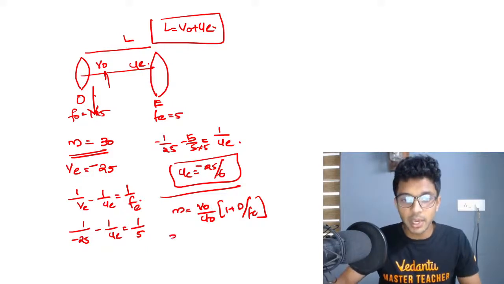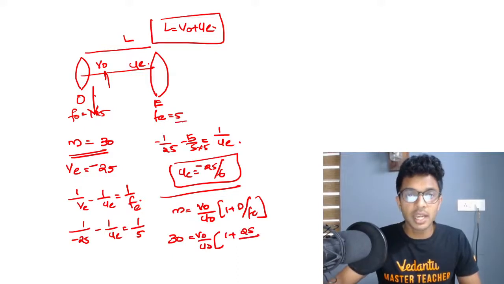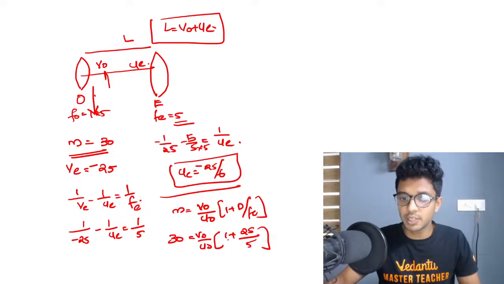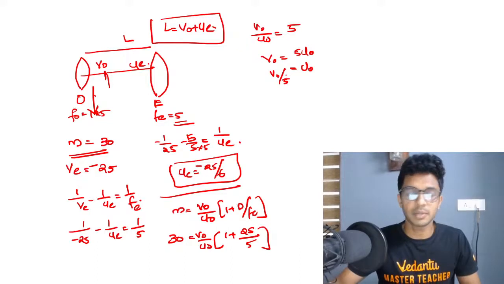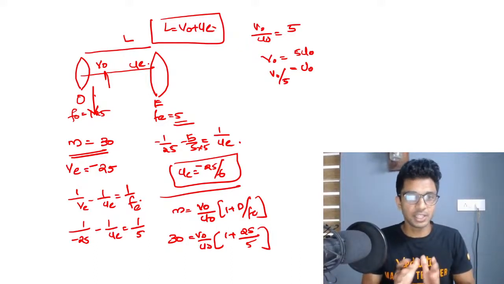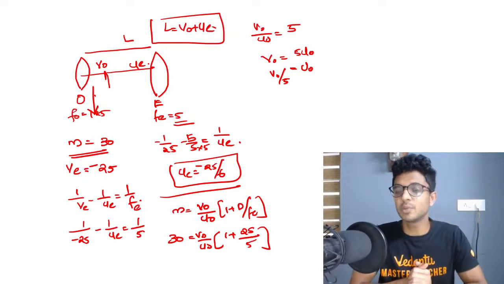Okay. So M is given as 30, V naught by U naught into 1 plus D, which is 25, by focal length of eyepiece, it's 5. So 25 by 5 is 5, plus 1, 6. So 30 by 6, that's 5. So you will get V naught by U naught is equal to 5, or V naught is equal to 5 times U naught, or U naught is equal to V naught divided by 5. Understood? So we made a relationship between V naught and U naught.